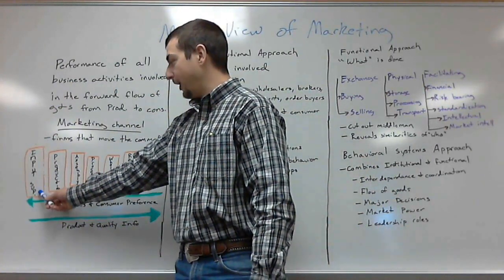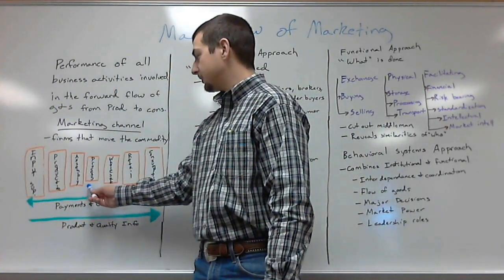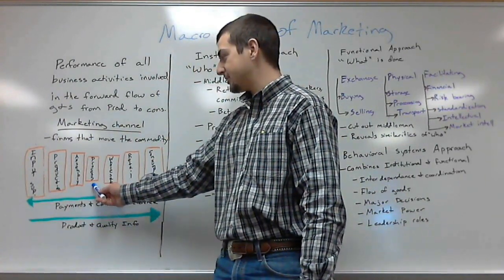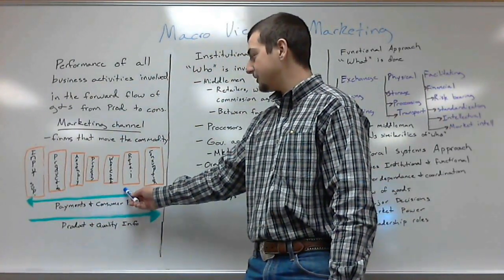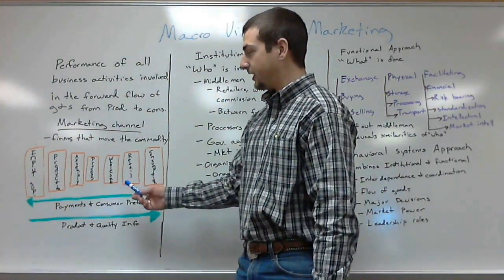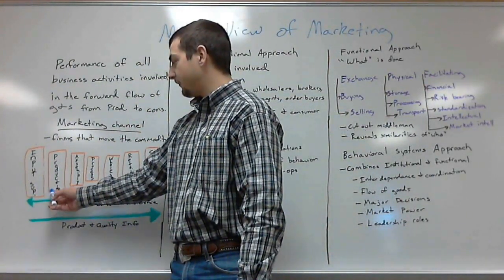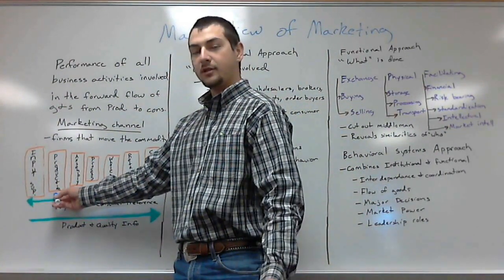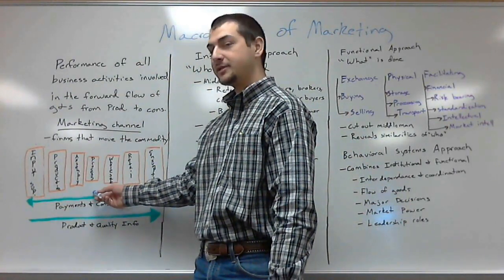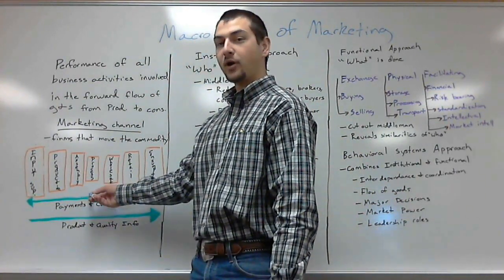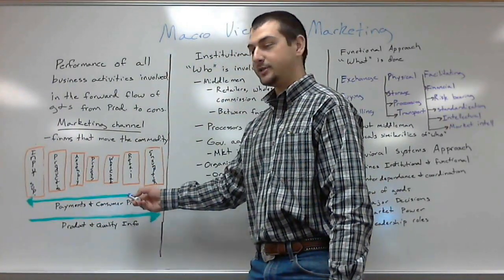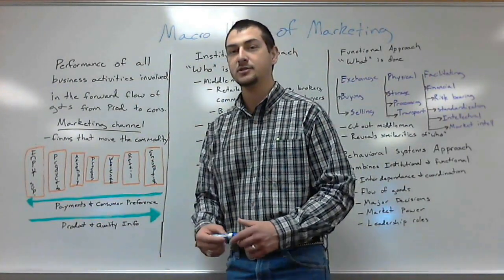Now, as you look at these individual little squares, you'll notice that these squares are rather large on this side, and then they gradually get smaller until you get to the processors, and then they begin to increase in size again. Well, that's done by design. What that means is that the number of producers is typically larger than the number of assemblers. The number of assemblers is going to be larger than processors. But the number of processors is typically smaller than wholesalers. There are fewer wholesalers than retailers, and fewer retailers than consumers.